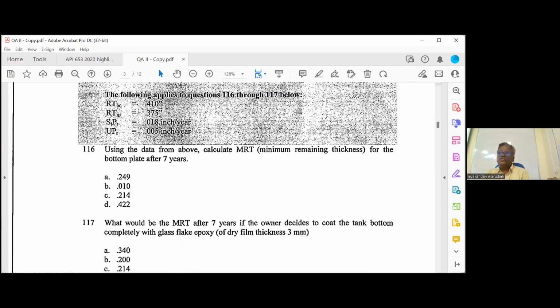RTBC 0.410, RTIP point. Is it readable online? Yes, sir. Okay, right. STPR 0.018 inch, UPR 0.005 inch. Using the data, I have calculated the MRT for the bottom plate after 7 years. Question number 116: What would be the MRT after 7 years if the owner decides to coat the tank bottom with the glass plate epoxy? Calculate this.